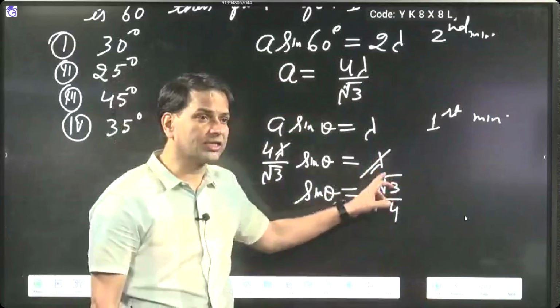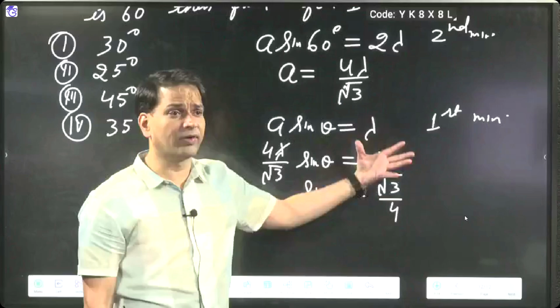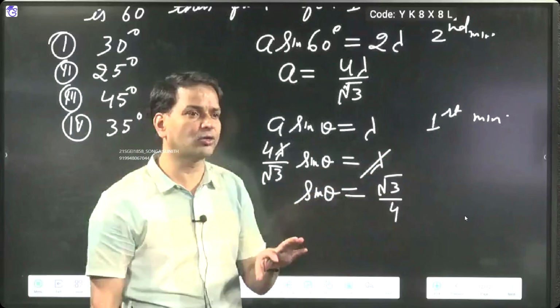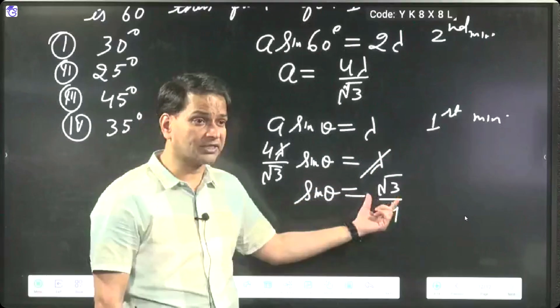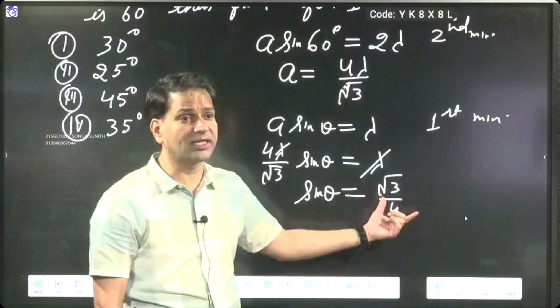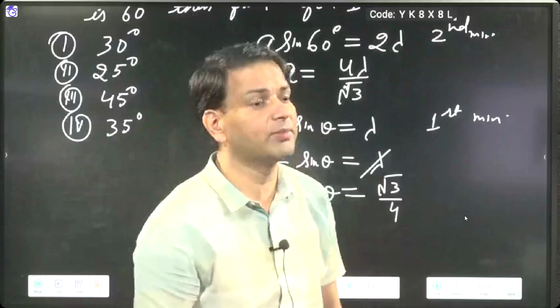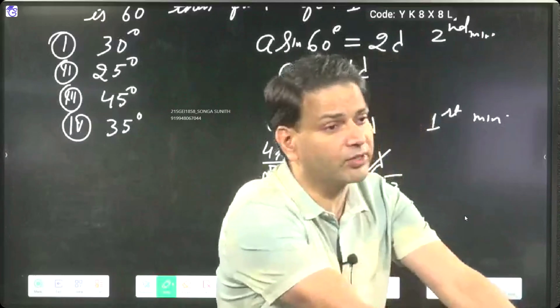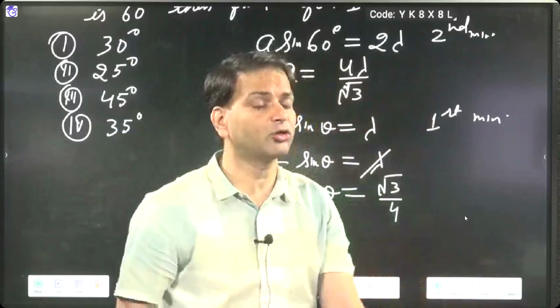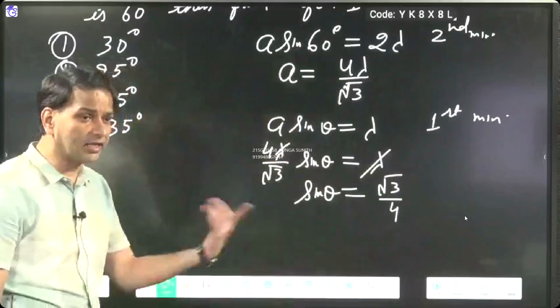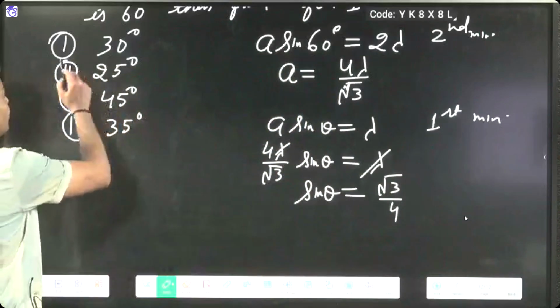Why? Root 3 is 1.7. 2 by 4 is 1 by 2. But this value is coming less than 1 by 2, means less than 0.5. Less than 1 by 2 means angle has to be lesser. Angle will be less than 30, because sine 30 is 1 by 2. I'm getting less than 1 by 2, means angle will be less than 30. Then only one option we have. What? 25.